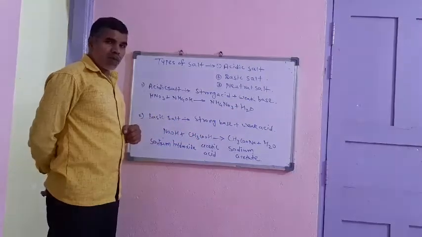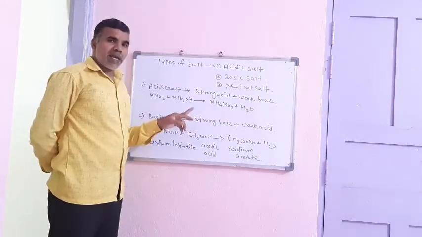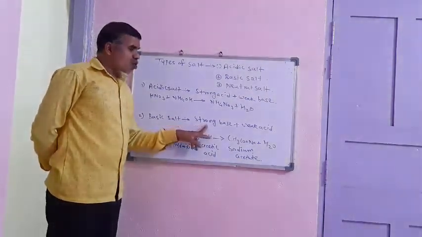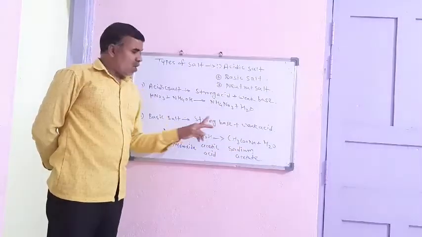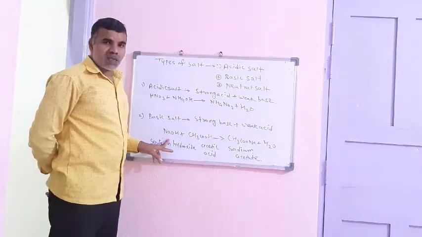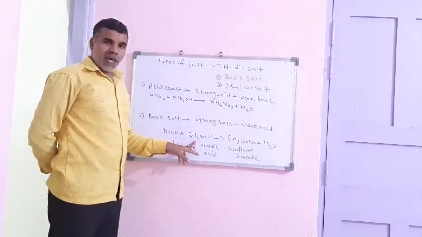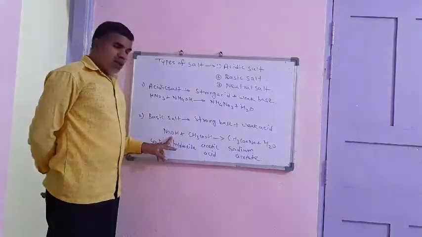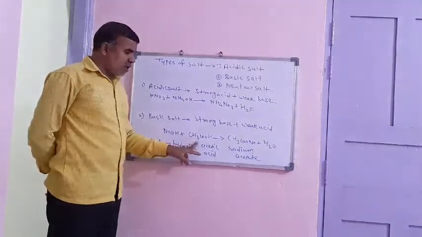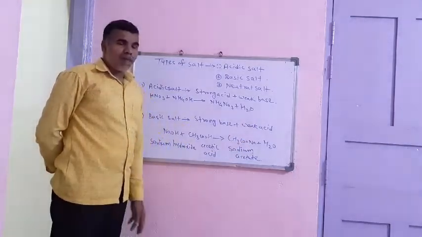Then basic salt. Basic salt is formed by neutralization reaction between strong base and weak acid. Example, NaOH, which is a strong base, reacted with acetic acid, which is a weak acid. Sodium hydroxide reacted with acetic acid, we get sodium acetate and water.